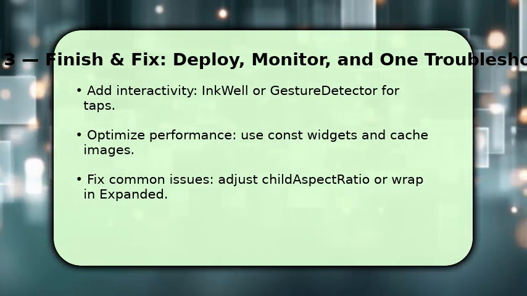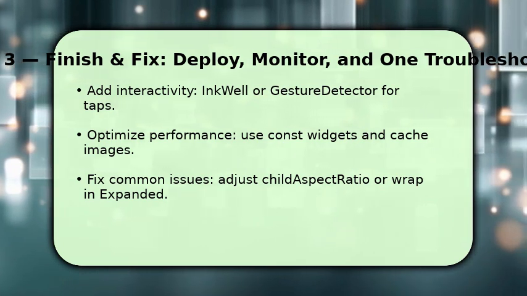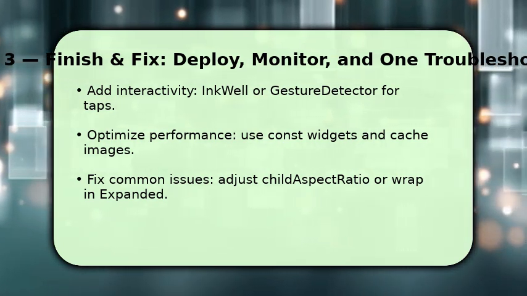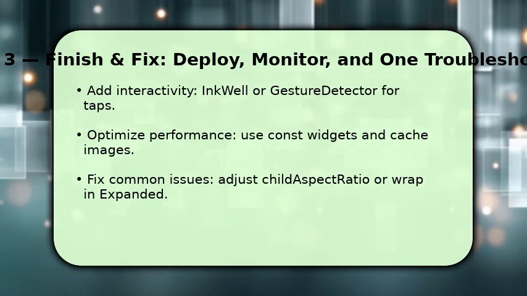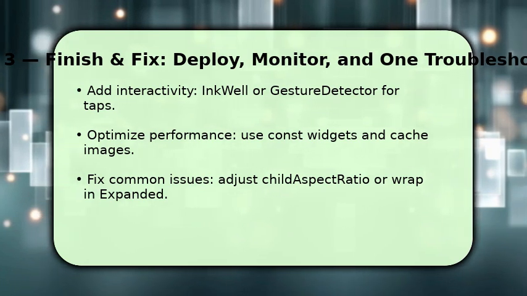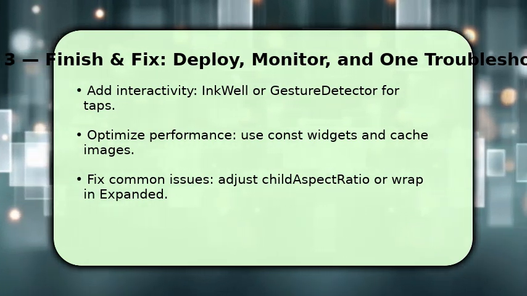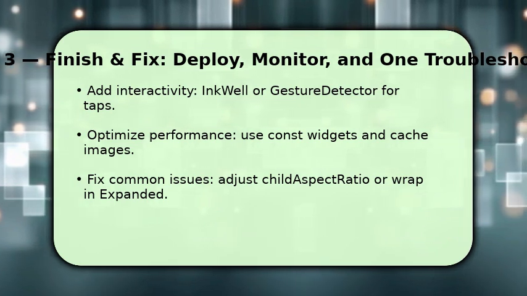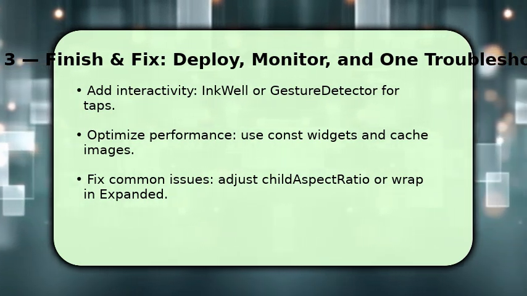If items overflow or look stretched, adjust child aspect ratio, wrap the GridView in Expanded or set shrinkWrap true with caution, and check parent constraints. One key troubleshooting tip: if scrolling conflicts occur, set physics to NeverScrollableScrollPhysics on nested grids or lift scrolling to the outer widget.